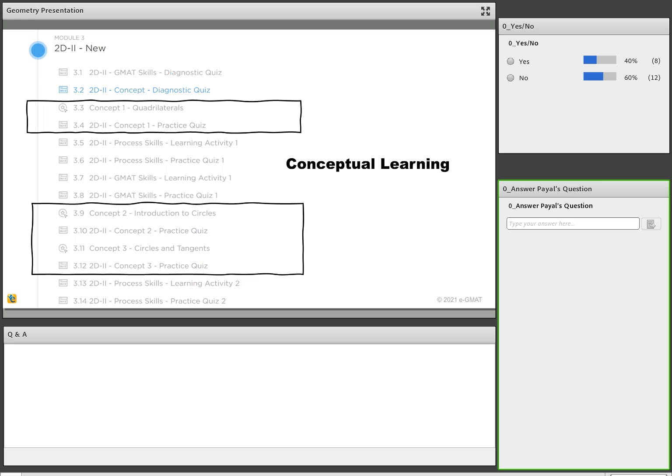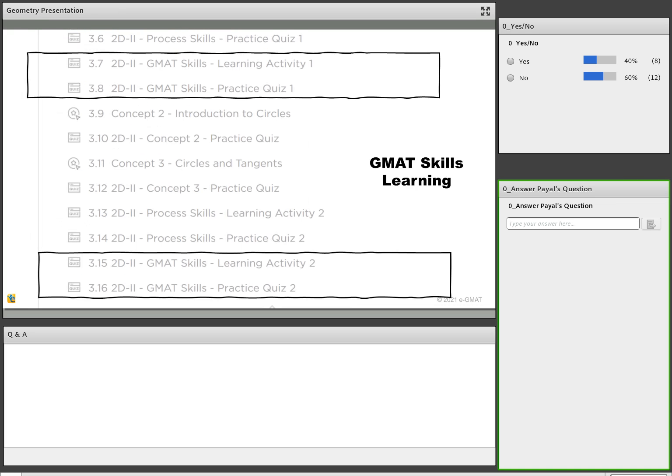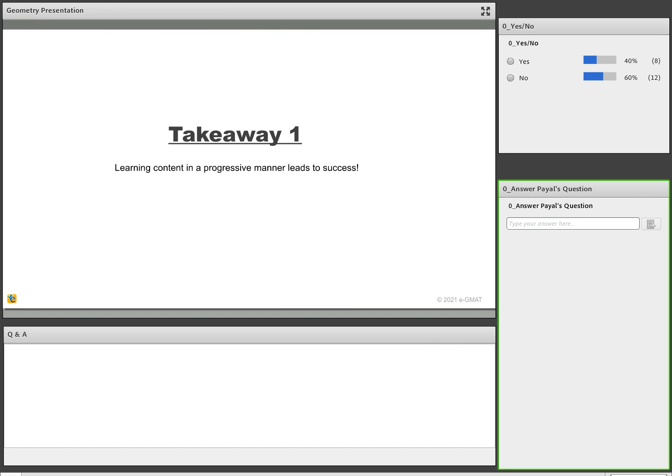Then what do you see right underneath the conceptual understanding? You see process skills, you see GMAT skills. So you first build your conceptual understanding, then you learn the process skills, and then you apply those process skills to solve difficult questions correctly. So the progression that we saw in this session is the progression that you have in each and every module, in each and every course of Quant 2.0.